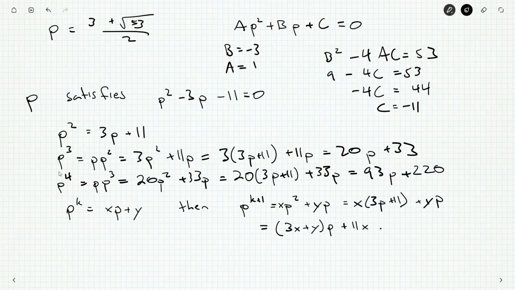Does this especially help me? I think the numbers are going to get too big. I know P to the 5 is in our equation, so let's at least do that one, but now I don't have to keep expanding everything out. 3 times 93 plus 220. I'm actually having to grab my calculator for this. This makes me think this might not be the best way to do the question. 499, and then plus 11 times 93, 1023. So those are some bigger numbers.